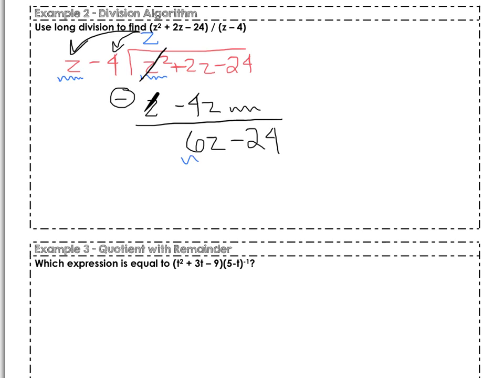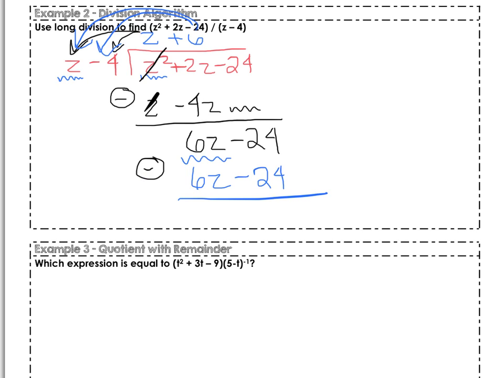Now I'm going to continue, and I'm going to ask myself, z times what gets me 6z? Well, the answer is 6. I'm now going to distribute him, once again, into my divisor. 6 times z gets me 6z, and 6 times negative 4 gets me negative 24. Now, once again, we're going to subtract down. 6z minus 6z goes away. Negative 24 minus negative 24 also goes away, giving me a remainder of 0, okay? This is why z minus 4 perfectly divides into this polynomial, leaving me with the quotient of z plus 6.